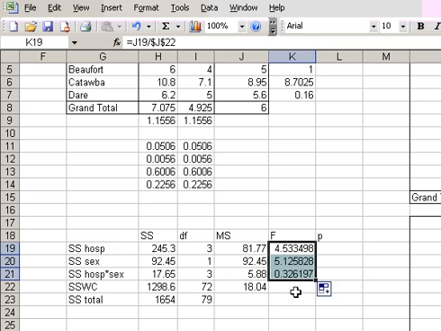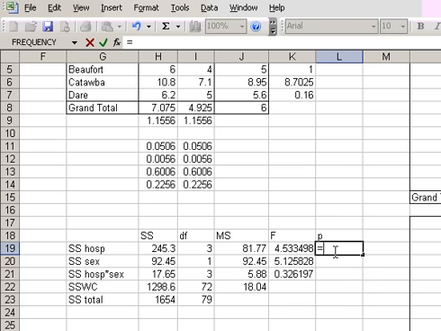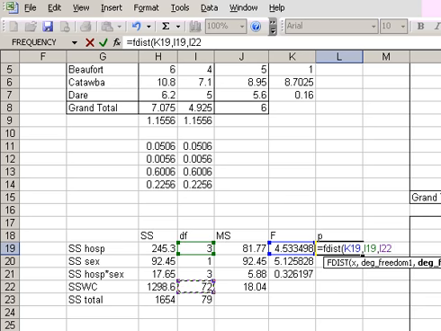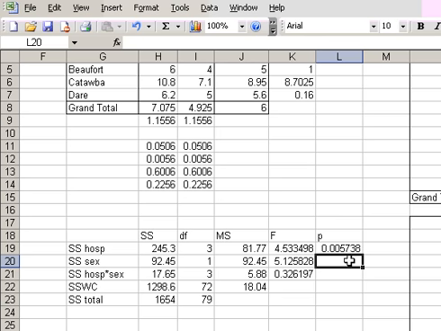And copying these down, we have these F values, and their probabilities are found with the F.DIST function. The value of the F, degrees of freedom in the numerator, and degrees of freedom in the denominator, and the degrees of freedom in the denominator will always be 72. And these are the probabilities.